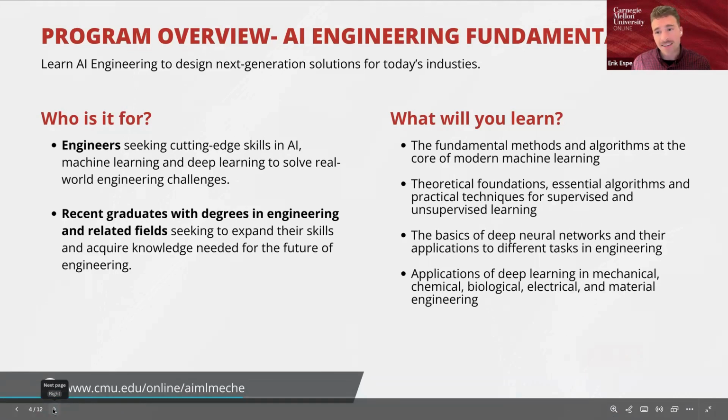And then the areas which you're going to be learning, we're going to be looking at the fundamental methods and algorithms of core modern machine learning, theoretical foundations and techniques of supervised and unsupervised learning, the basics of neural networks. So that's been popular for some of our students taking this program, and then being able to apply deep learning to several different disciplines of engineering. So those have been the main takeaways of what you're going to be learning in this particular graduate certificate program.